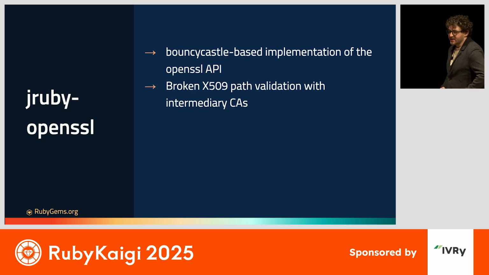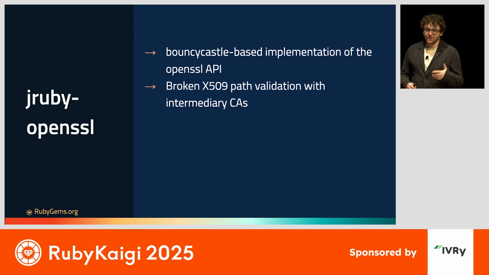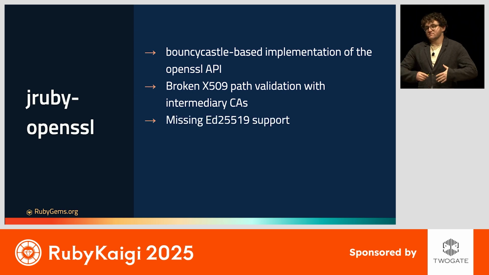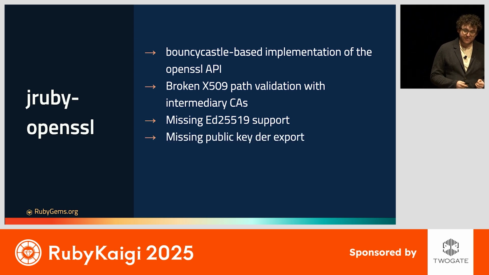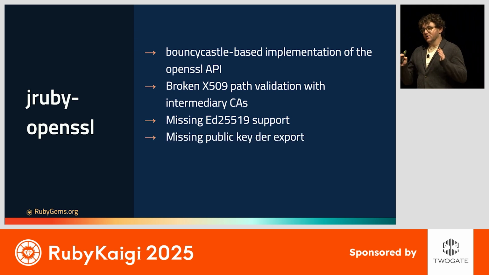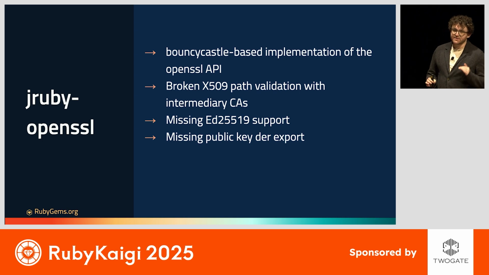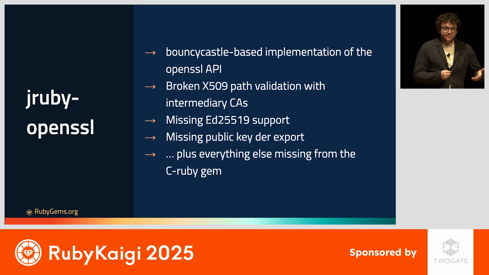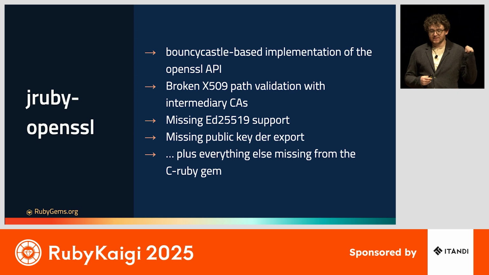There is a long-standing bug where you can't do X509 path validation against a certificate chain that has intermediary certificate authorities. It's missing Ed25519 support entirely. It's missing, or it was missing, I have to give them credit, they did implement this a few months ago, public key DER export support. And it's also missing everything else that's missing from the CRuby gem.